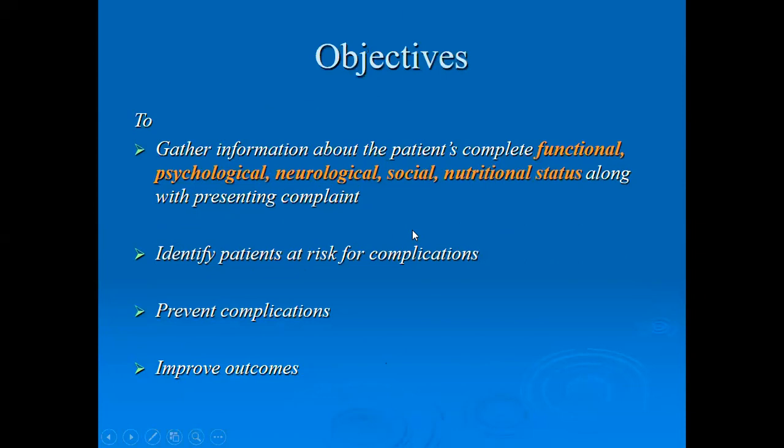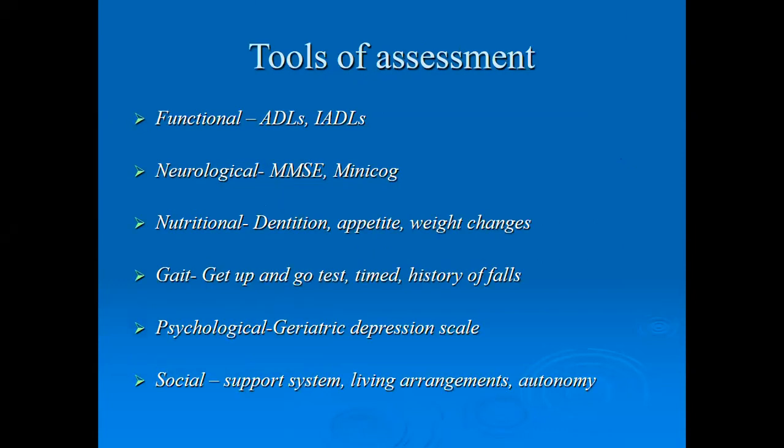So there are a lot of issues, and how are we going to address all these issues? In this presentation, we will learn that. The objective is gathering information about the functional, psychological, neurological, social, and nutritional status along with the presenting complaint, identifying the patients at risk for complications, and preventing these complications so that you can improve the outcomes. So this should be our objective.